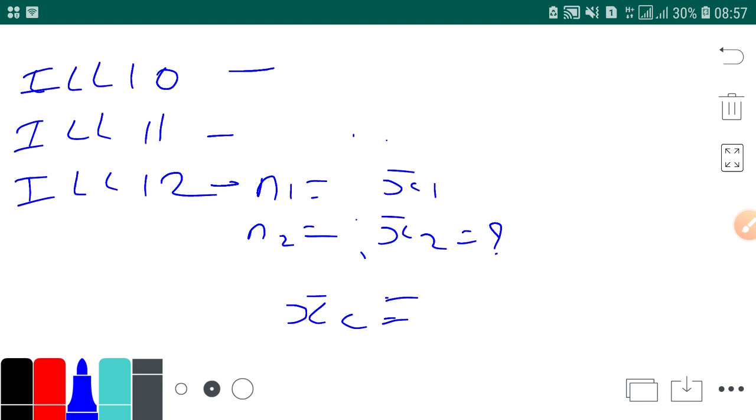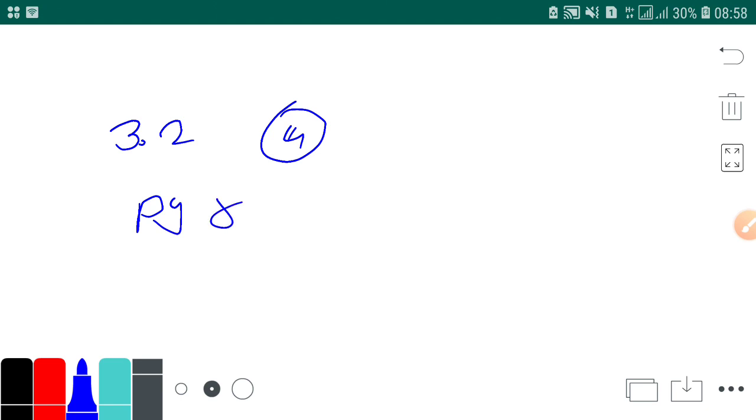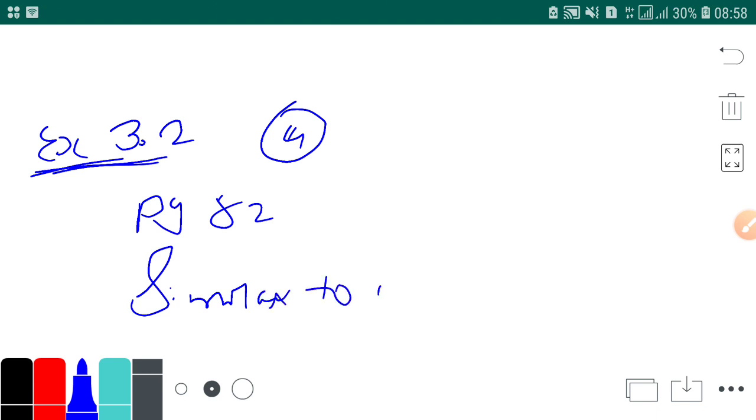Okay, there is one more sum similar to illustration number 12 we will be doing in the next lecture, but if you can, try some number. It is exercise 3.2, sum number 4. Yes, should I tell you page number? 82. Okay, so it's exercise 3.2, sum number 4, page number 82. It is similar to illustration 12. If you don't understand, then we will be solving it in the next lecture. Yes? Okay, thank you.